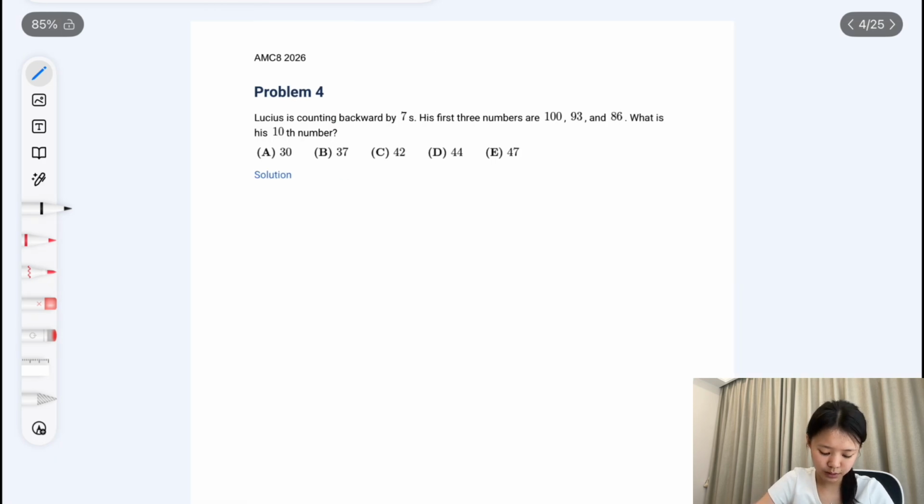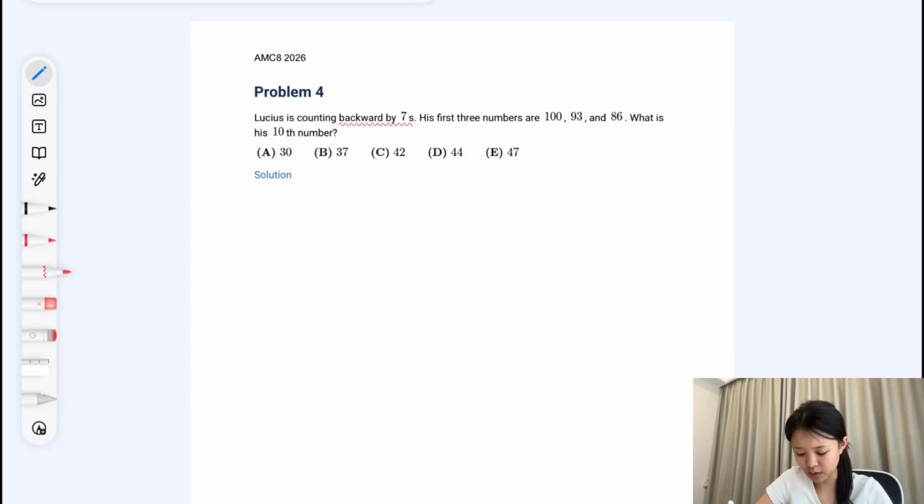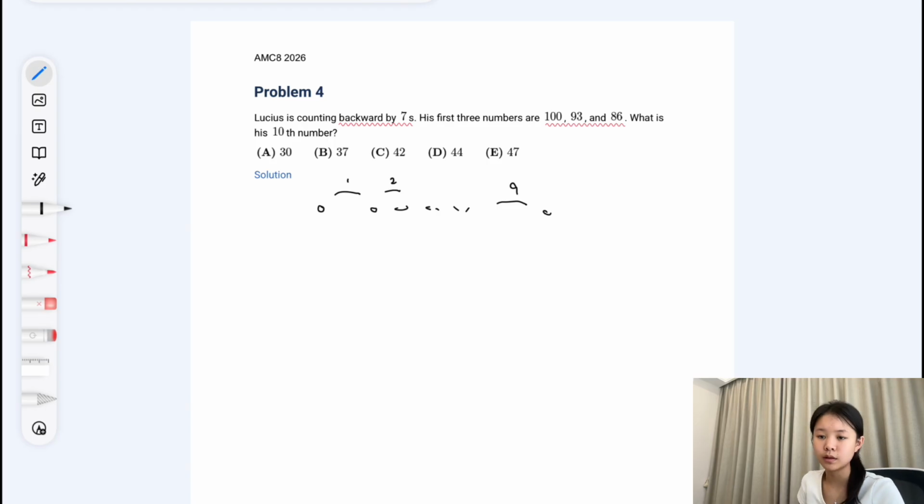Problem 4. Lucius is counting backwards by 7s. His first 3 numbers are 100, 93, and 86. And what is his 10th number? So say you have some numbers here, and you have 10, right? In the middle, you're going to have 9 different gaps. So what that means is basically, if you're counting to find the 10th number, you're jumping over 9 7s.